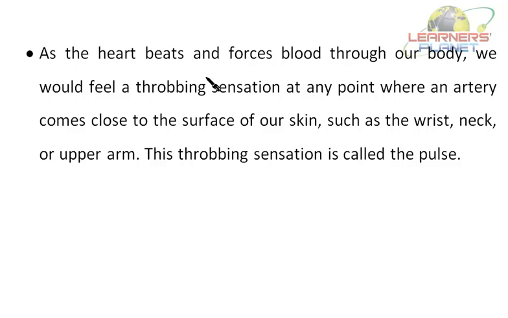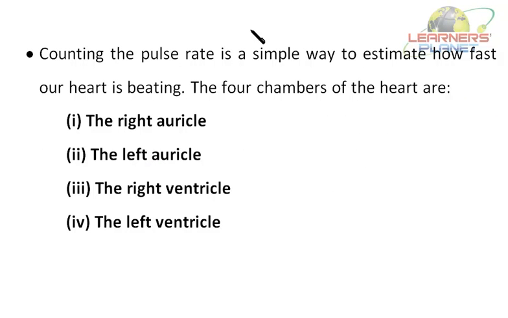So students, as the heart beats and forces blood to our body, we feel a throbbing sensation at any point where an artery comes close to the surface of our skin, such as the wrist, neck, or upper arm. And this throbbing sensation is called the pulse. So remember that there is a throbbing sensation at any point where an artery comes close to the surface of our skin, and this throbbing sensation is called the pulse. Counting the pulse rate is a simple way to estimate how fast our heart is beating.